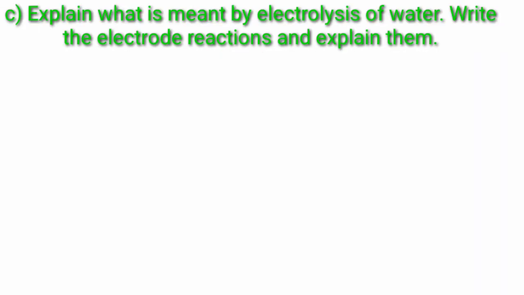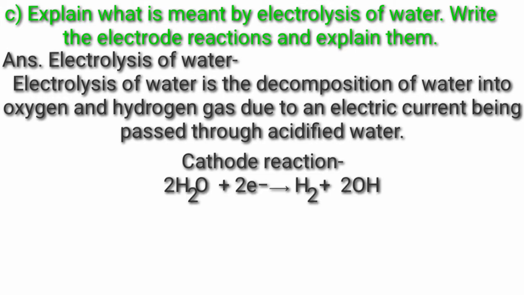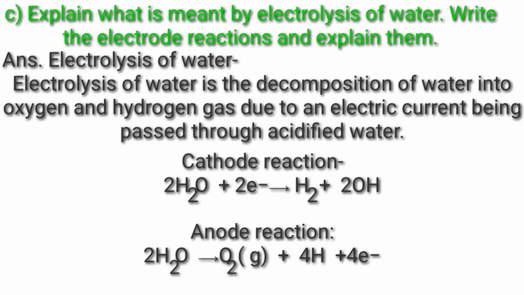Question C. Explain what is meant by electrolysis of water. Write the electrode reactions and explain them. Answer. Electrolysis of water is the decomposition of water into oxygen and hydrogen gas due to an electric current being passed through acidified water. Cathode reaction: 2H2O + 2e- gives H2 + 2OH-. Anode reaction: 2H2O gives O2 + 4H+ + 4e-.